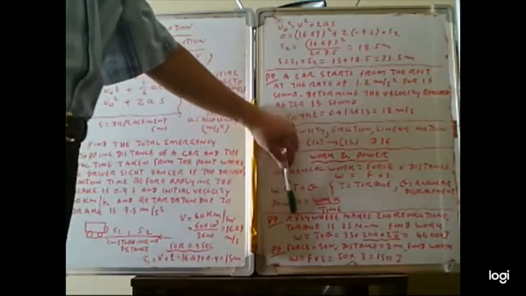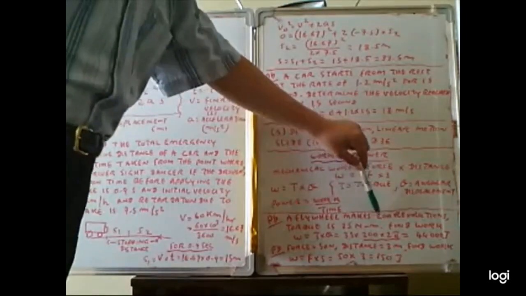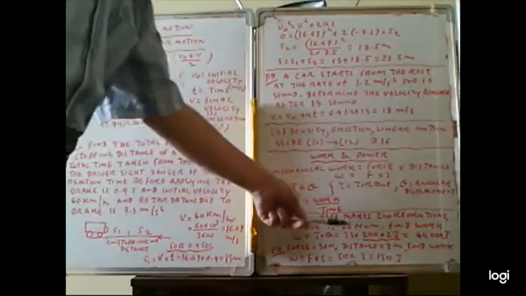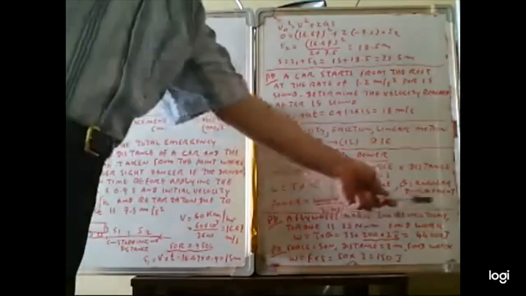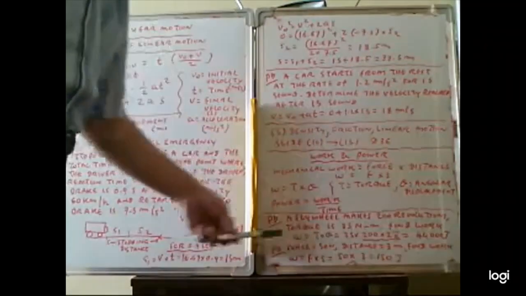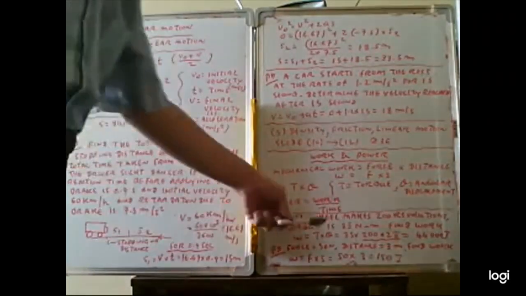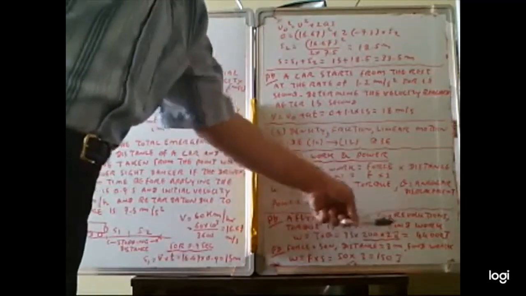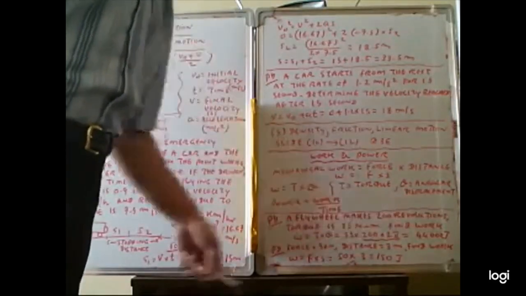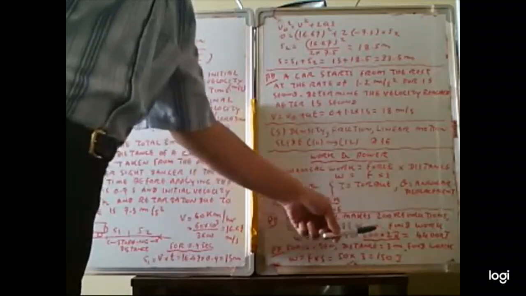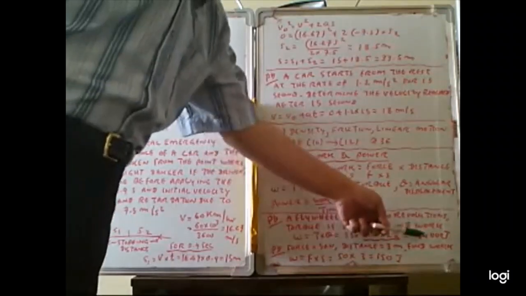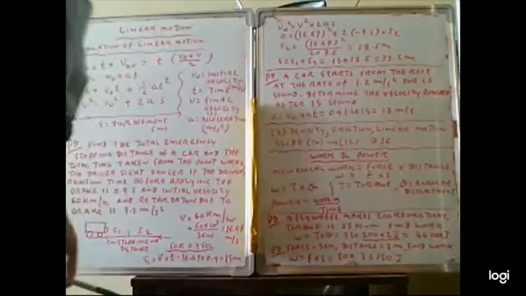Okay, this problem. A flywheel makes 200 revolutions. Torque is 35 Nm. Find the work. So W is equal to T into theta. T is 35, theta is 200 revolutions, so 200 multiplied by 2 pi. So this is 35 multiplied by 200 multiplied by 2 pi. So you get 44,000 joules.